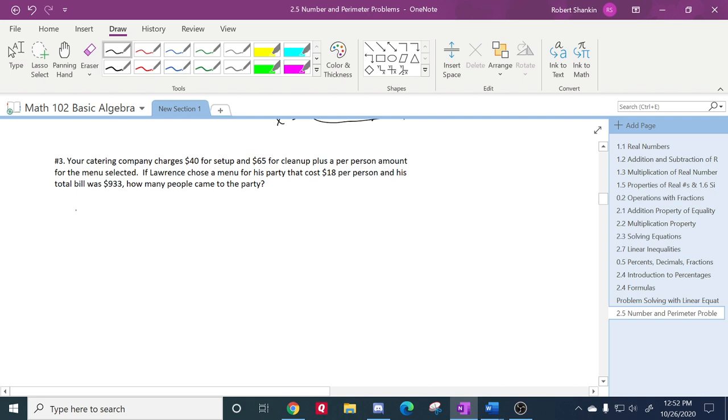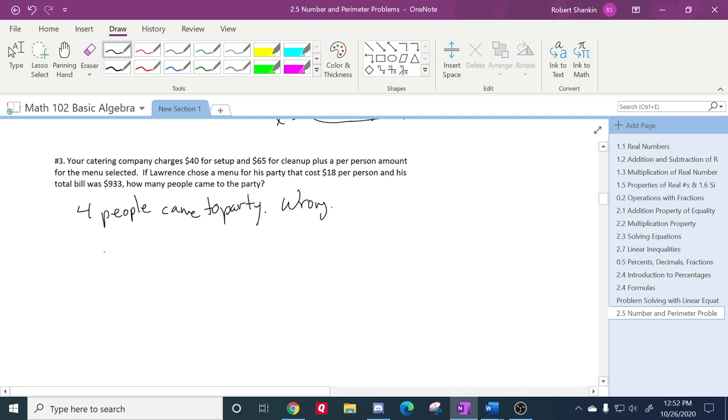Once again, I'm going to use my same method. I'm going to guess 4 people came to the party. And of course, it wouldn't cost that much. But I guess something ridiculously small so that I can compute it really quickly. Now, the charge is going to be, and this is wrong, and we'll see that it's wrong here.